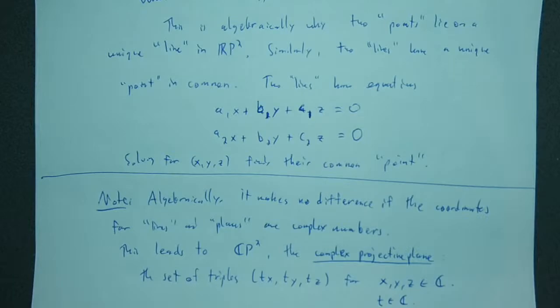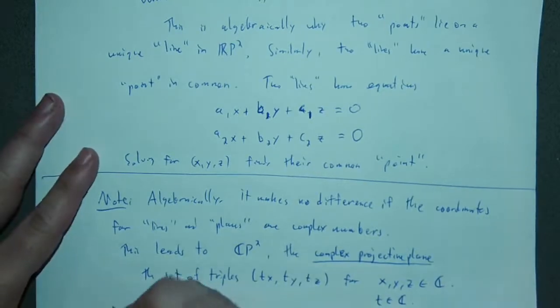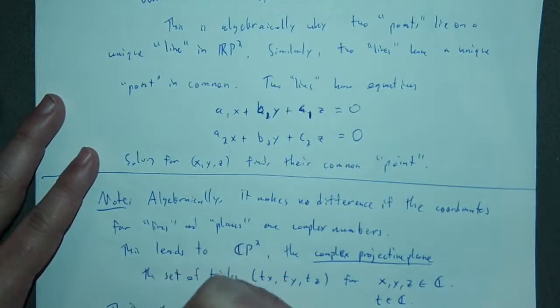We can also show that there are 4 points, no 3 of which are in a line of CP2. And so this is another example, another model of the projective plane.